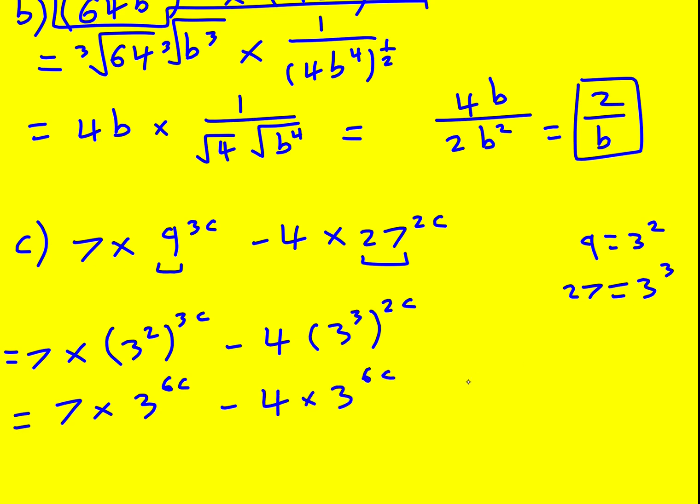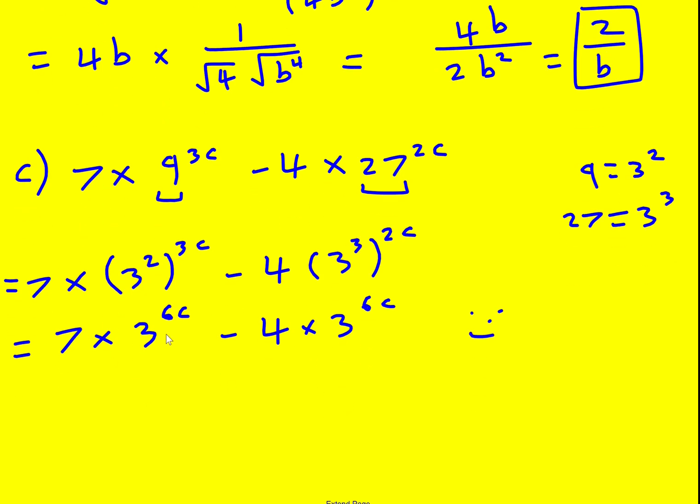Okay, this is much better because now these bases are the same and we can just subtract them, just like you would 7x minus 4x. You'd get 3x. Here we're going to get 3 lots of 3 to the 6c. We can simplify it a little bit more by remembering this is 3 to the power of 1 and then adding the two powers.